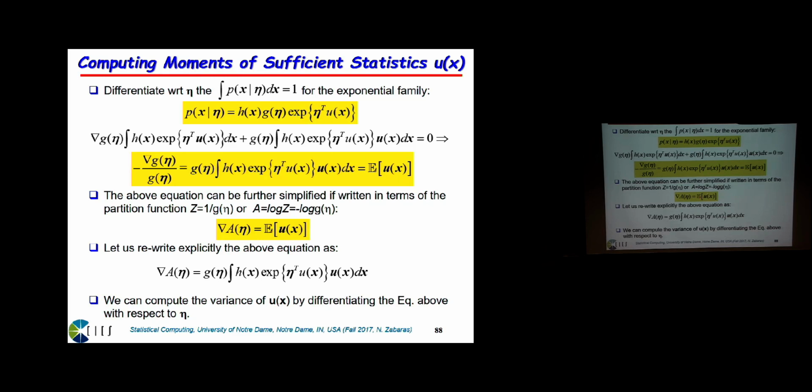If you want to calculate the expectation of the sufficient statistic, it comes to be equal to the gradient of the function A with respect to eta. This is not an approximation, this is an exact answer, an exact result. The expectation of u of x, the sufficient statistics, comes out to be the gradient of A with respect to eta.